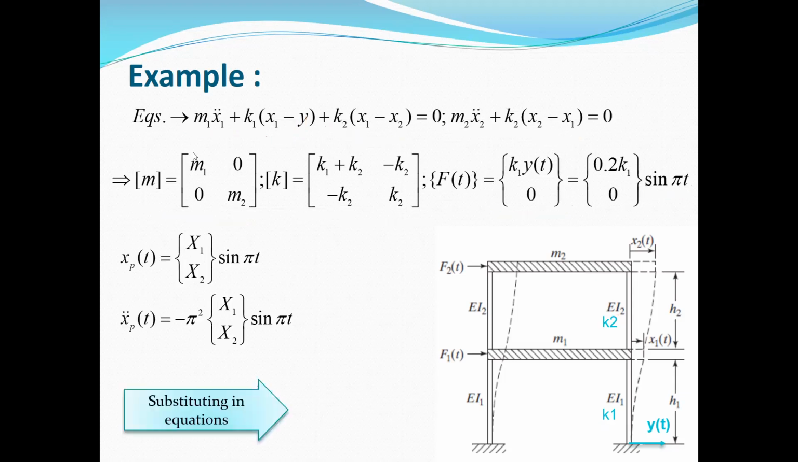Similar to single degree of freedom systems, you can obtain the response with different methods. Here I used the previous method. I consider the response in this form, x1 and x2 multiplied by sine pi t. So the acceleration, or x double dot, is equal to minus omega squared times x, where omega is equal to pi here. So we have minus pi squared multiplied by this term, as you can see here. And when you substitute in the equation of motion, you can easily obtain x1 and x2.